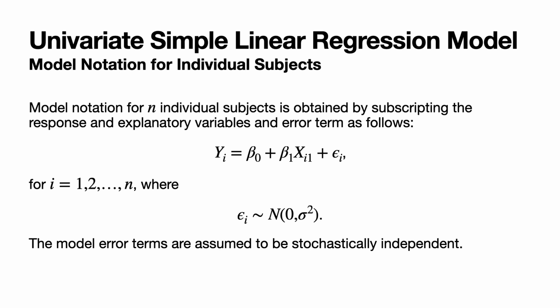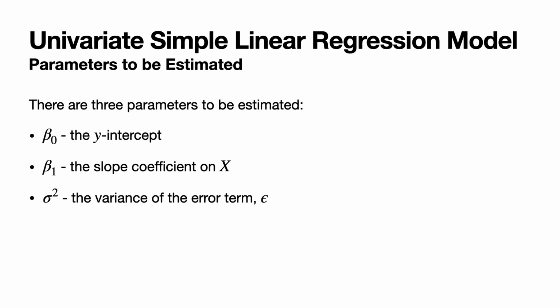Here i goes from 1 to n for the n subjects. And then we would also subscript the error term with i. Each of those error terms is typically assumed to be normally distributed, again by convention with a mean of 0, and the variance of that error distribution is denoted by sigma squared. In addition, the model error terms are assumed to be stochastically independent. Now, in this model, there are 3 parameters to be estimated, as indicated by the 3 asterisks in that path diagram: beta 0, the y-intercept of the model, beta 1, the slope coefficient on x, and sigma squared, the variance of the error term epsilon.